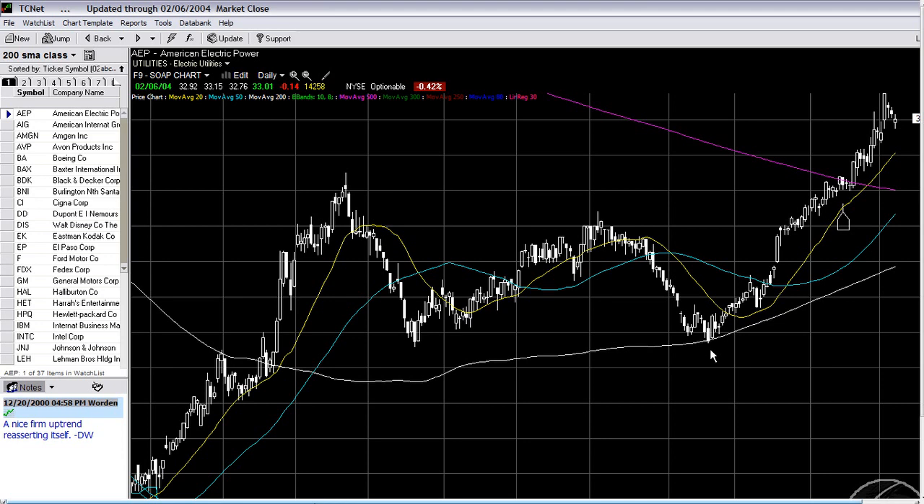Boom, it catches it. Now if this holds, we're going to go back up and probably break through that average. We do. We have a little pullback test of it, and then we're up and out of here. A significant move. This stock has gone from the low 20s all the way up to about 31 or 32, about a 50 or 60% move.